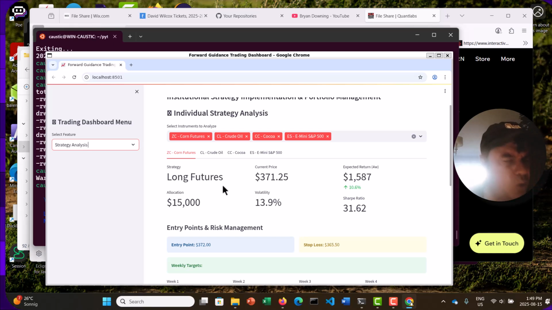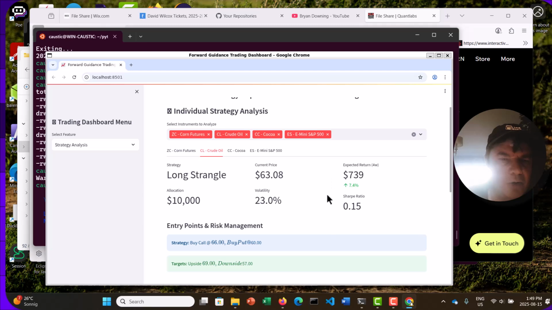Anything under 20% is good. Preferably, if you can get it under 15, that's better. And then the Sharpe ratio is no good. Okay, so our expected return is about 10% if we allocate as is, if we were going to do that $50,000 allocation. So now let's take a look at crude oil.